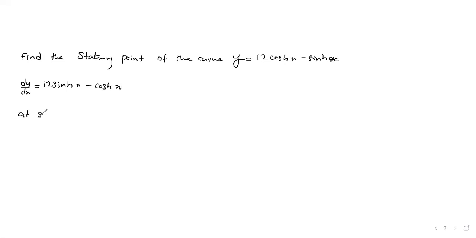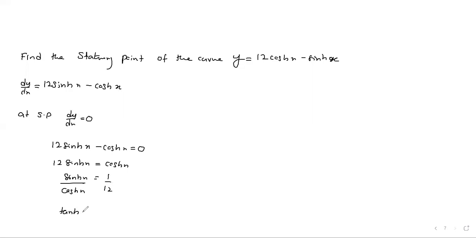Then at a stationary point, what is the property we know? dy by dx equals 0. That is minus 12 sin x minus cos x equals 0. Therefore, you can write minus 12 sin x equals cos x. I brought this cos x to this side. Then you can say sin x divided by cos x equals minus 1 over 12. You can write this as tan x equals minus 1 over 12. Therefore, you can write x equals tan inverse, or arc tan, whatever is fine, of minus 1 over 12. How do you get this answer?